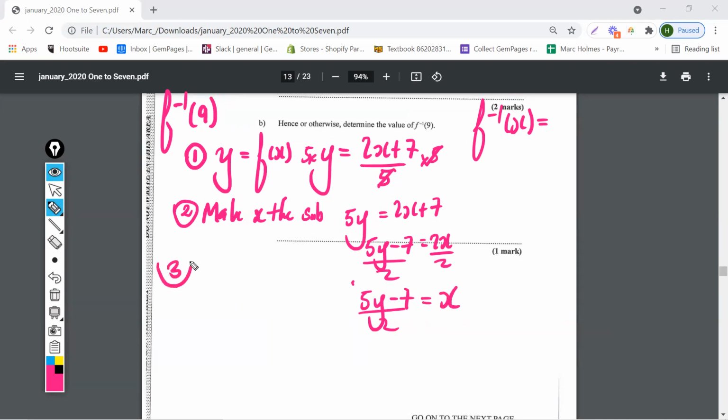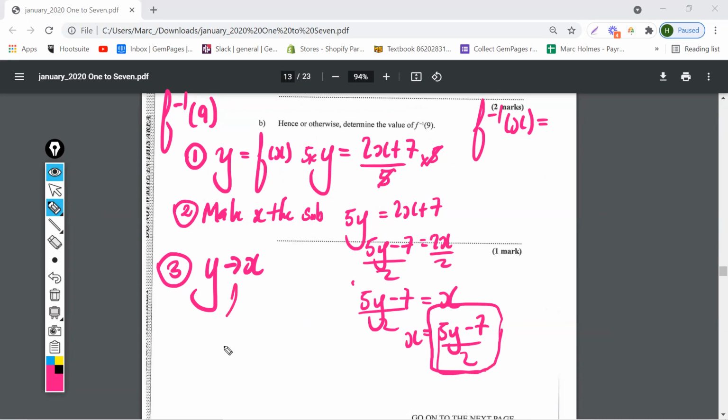So the last step now is, since x is the subject, x is equal to 5y minus 7 over 2. The last step is to change the y to an x. These are the 3 steps when finding the inverse. When we change the y to an x, we're going to get f to the -1 of x is equal to 5x minus 7 over 2. Cool, guys? So this is the last step.